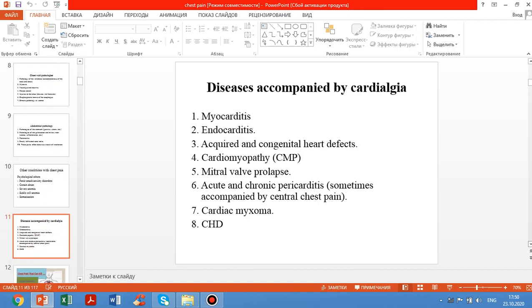Diseases accompanied by cardialgias are as follows: myocarditis, endocarditis, acquired and congenital heart defects, cardiomyopathy, mitral valve prolapse, acute and chronic pericarditis, sometimes accompanied by central chest pain, cardiac myxoma, and coronary heart disease.